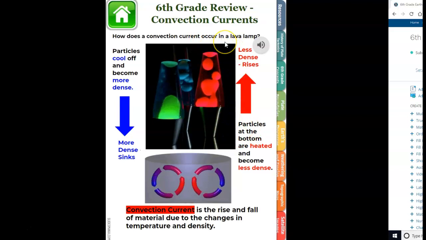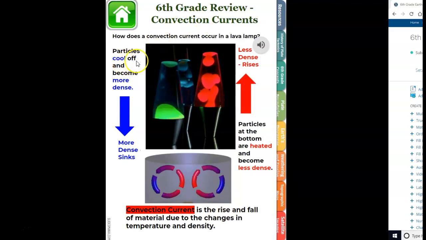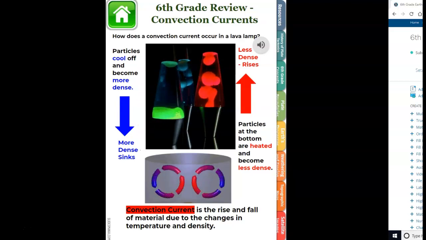Now, when you're at the top, you're farther from the heat source. So instead of gaining energy, you're going to transfer your energy to the surrounding material. So now the paraffin wax is giving off its energy and it's going to cool off and become more dense. And it's going to start to fall back down because when it's more dense, it sinks. Less dense particles rise, more dense particles sink.